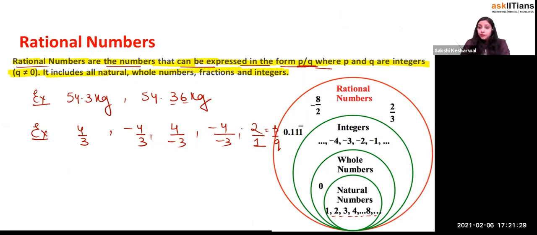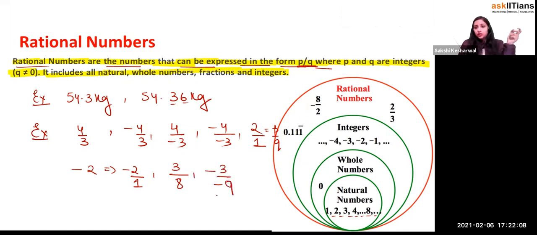So can I say that minus 2 is a rational number? Yes. This can be written as minus 2 upon 1. So any number can be written in the form of p by q, because the denominator can be 1. If I say 3 upon 8, this is a rational number. If I say minus 3 upon minus 7 or minus 9, it is again a rational number.